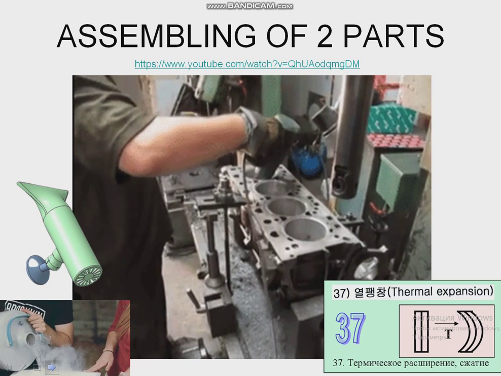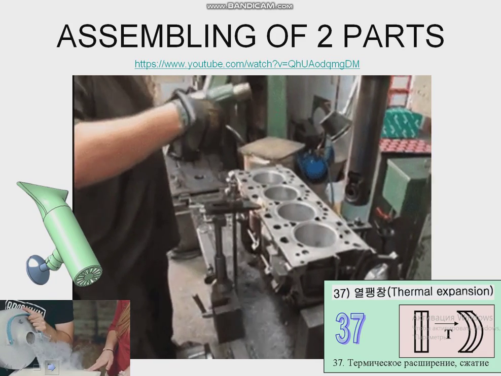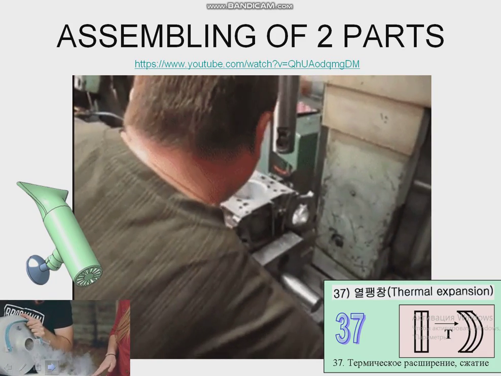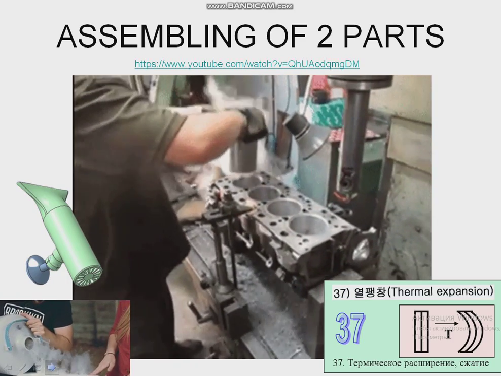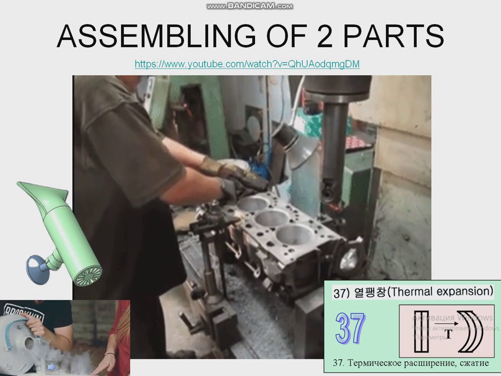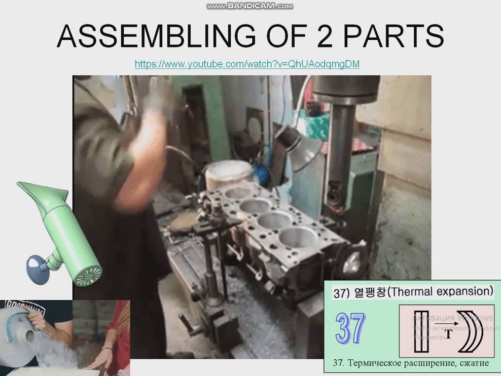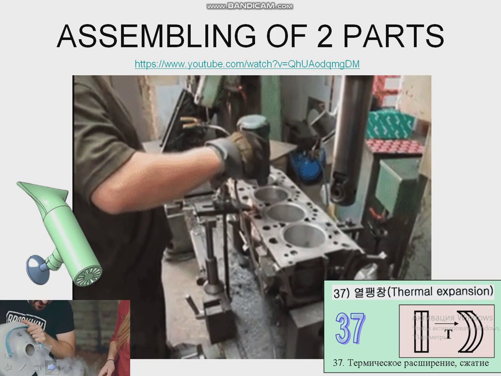Assembling we can do by using the thermal expansion phenomenon, and you can see assembling of the motor of a Porsche Cayenne using thermal expansion by using a fan, and using thermal expansion by using liquid nitrogen. Of course, it is expensive.